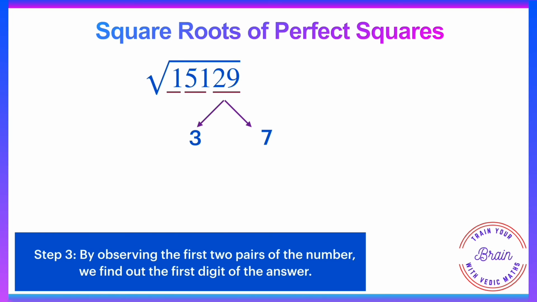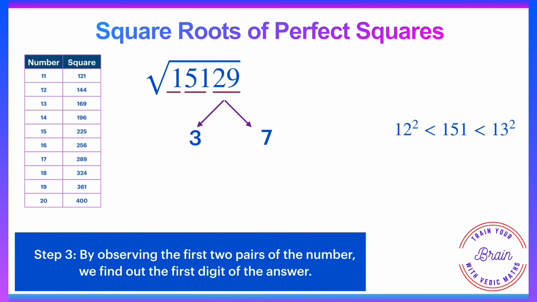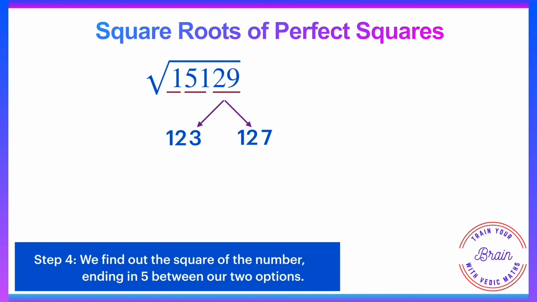In this example, 151 is the first 2 pairs of the square. 151 lies between the 2 numbers, square of 12 and square of 13. So the first 2 digits of our square root will be 12. We always go for the smaller digit. Now we have 2 options for the answer, 123 or 127.